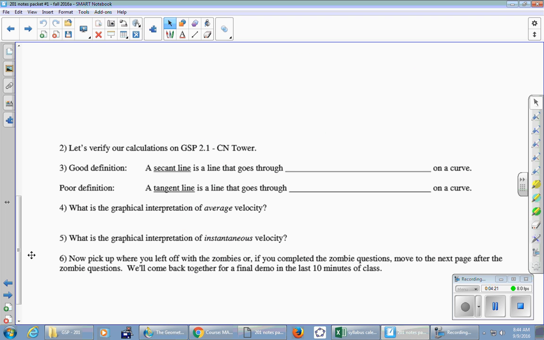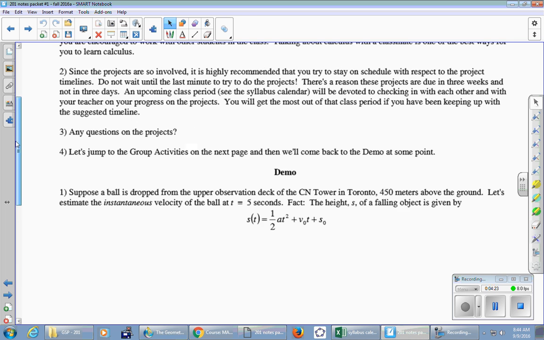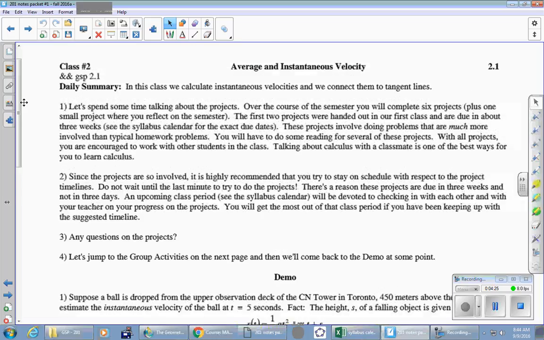Okay, super. So let's jump back to page 14. And we'll start up here at the top with our daily summary. In this class, we calculate instantaneous velocities and we connect them to tangent lines.